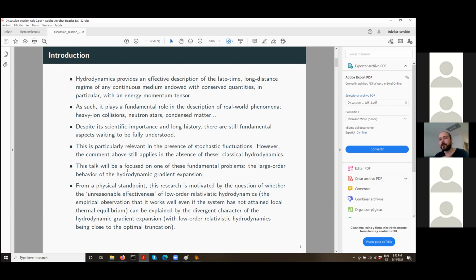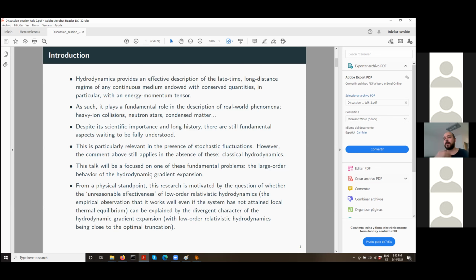And in this talk in particular, we are going to be focused on one of these fundamental open questions of classical hydrodynamics, which is the large order behavior of the hydrodynamic gradient expansion. And I will define what I mean precisely by the hydrodynamic gradient expansion in a while, okay?